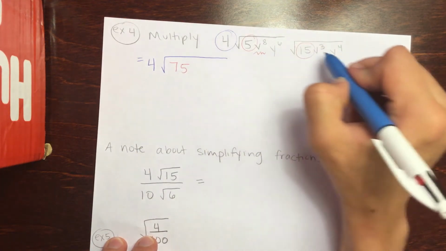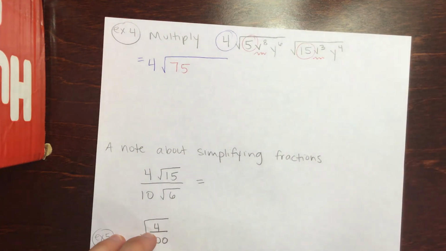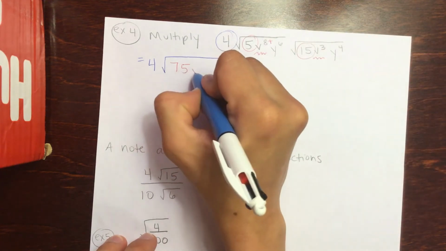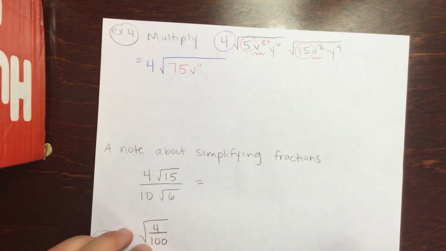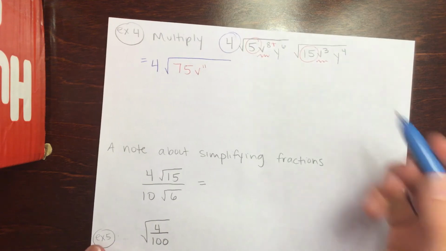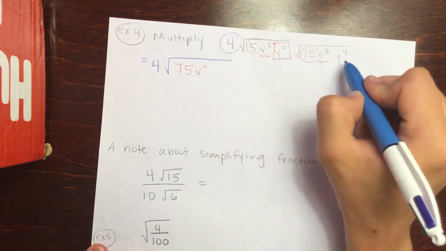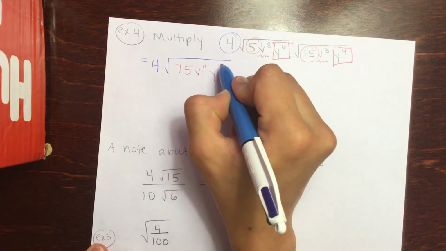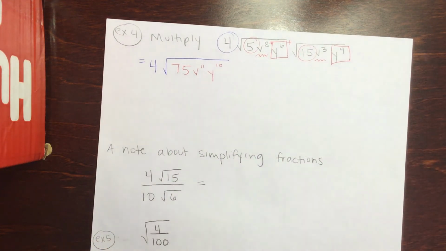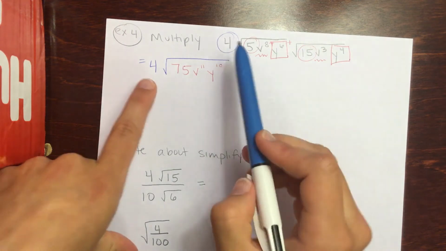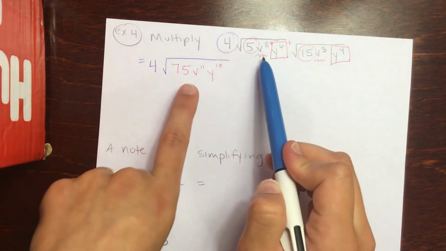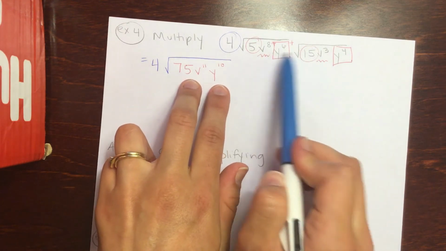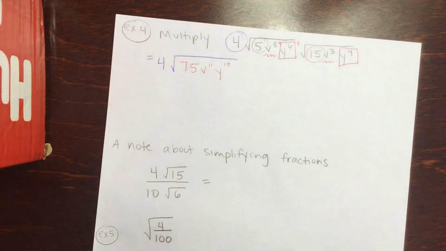I have this v to the 8th and v cubed. Add your exponents together. We learned that in a previous class. And I have y to the 6th and y to the 4th power. Again, add your exponents together. When you're multiplying, you add exponents. So step 1, 4 stays on the outside. Step 2, multiply everything underneath the radicals together. Step 3, break that down.